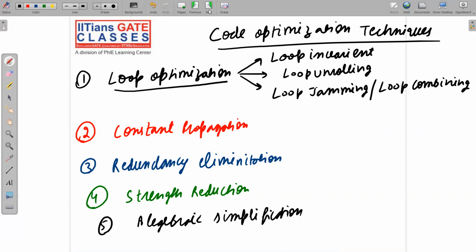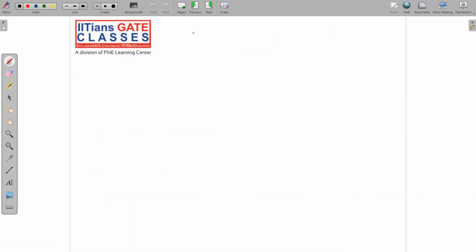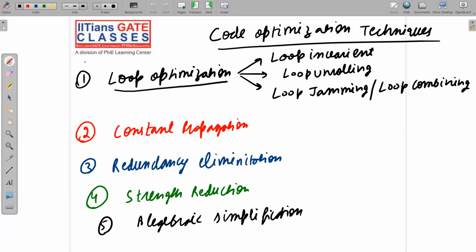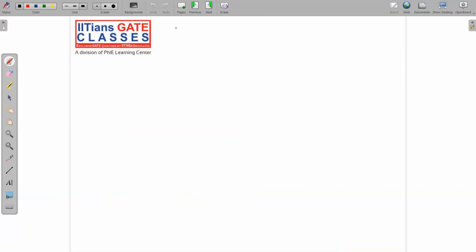So first is loop optimization. Please pause the video and note it down. I'm jumping to next slide. Yes. So first is loop optimization. Okay, so we have three types of loop optimization. I'm not going to write them again and again. First is loop invariant. So let me show you that. What is loop invariant?